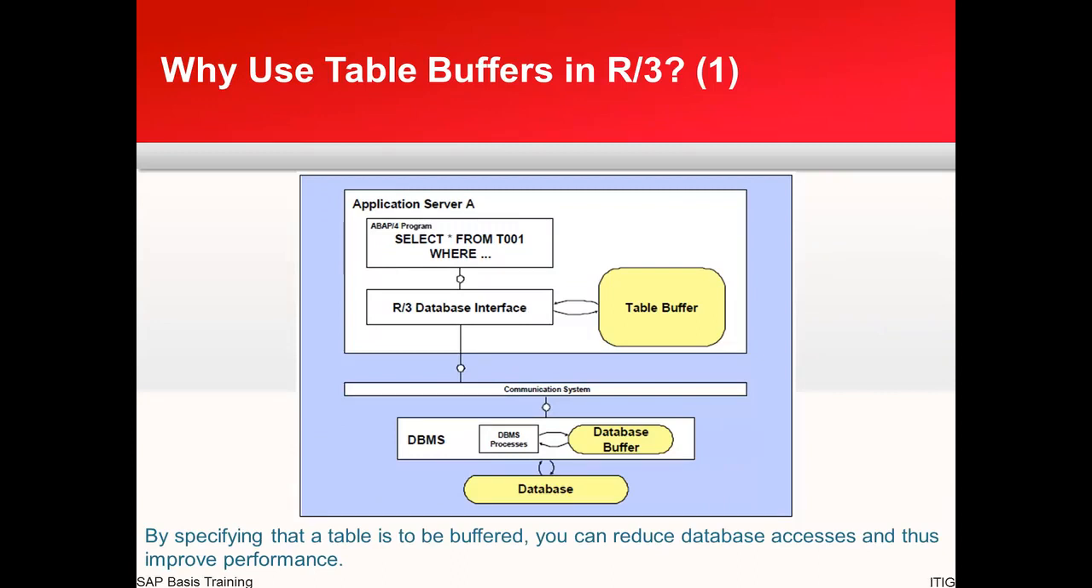For example, by specifying that a table is to be buffered, you can reduce database accesses and thus improve performance. So that is the main objective. You need to take note that when you buffer a table, you are not going to the database to access that. Once it is buffered, everything will be given from the buffer, so it reduces the IO which is taking place. So that is pretty important, the size of the table buffer.